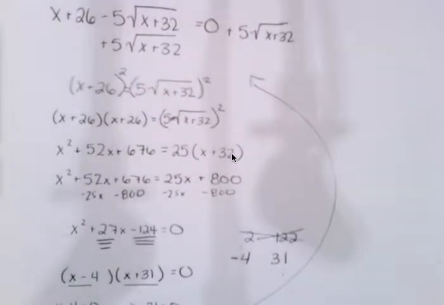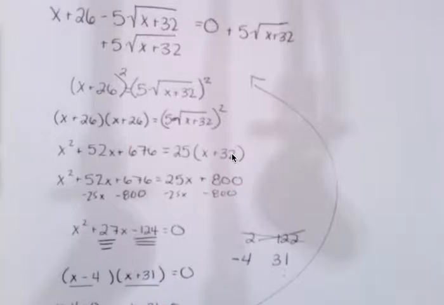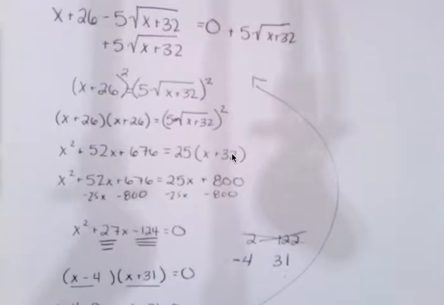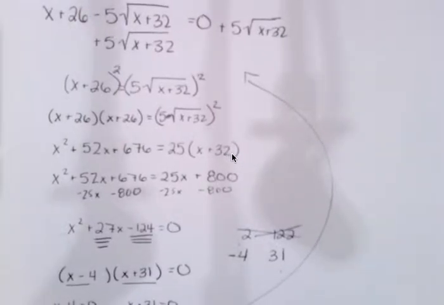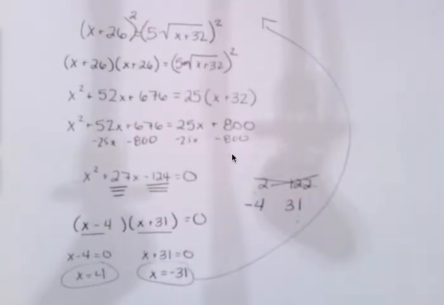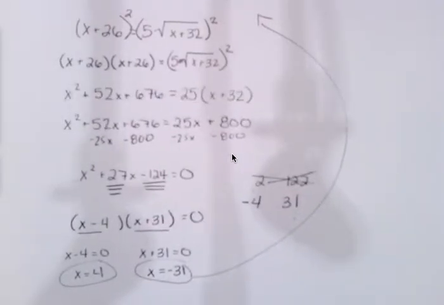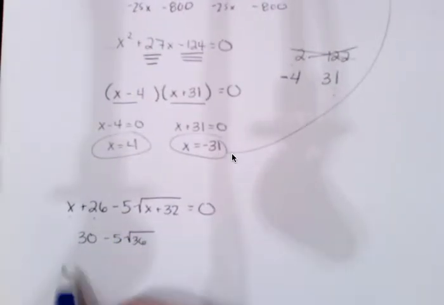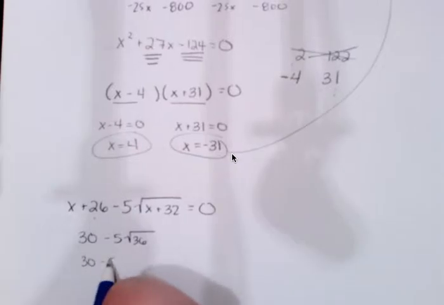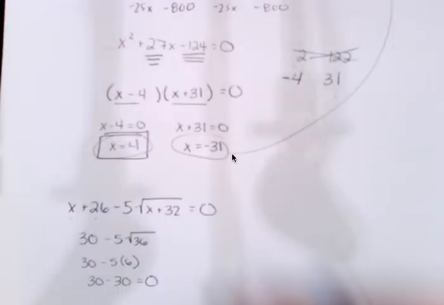And remember, my original was x plus 26 minus 5 times the square root of x plus 32, and I want that to equal 0. So if I plug in 4, I get 4 plus 26, which is 30, minus 5 times the square root of, well, 4 plus 32. Oop, you can't see it, sorry. Which would be 36. So then I get 30 minus 5 times the square root of 36, which is 6. So I get 30 minus 30, which is equal to 0. So that means x equals 4 works.